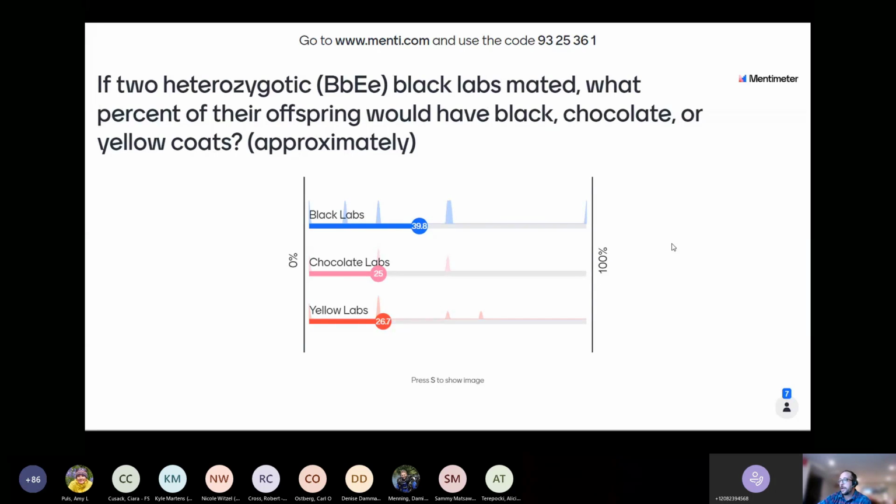All right, it looks like we've had a few people answer the question. If two heterozygotic black labs mated, what percent of their offspring would have black, chocolate, or yellow coats? So go ahead and fill out your answers. I'll give you guys another 15, 20 seconds or so.